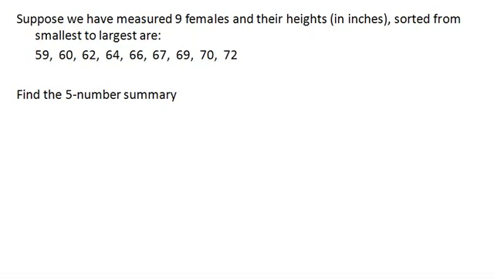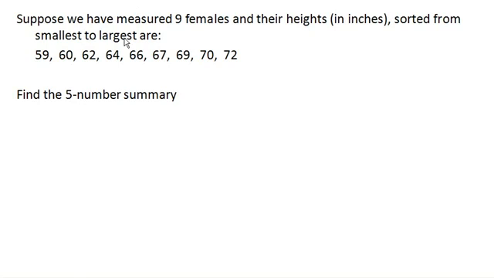So we have a set of females' heights, and it's been sorted from smallest to largest, and we want to find the 5-number summary. Now, the 5-number summary is based on the median, kind of like the standard deviation was based on the mean. So this is a measure of spread based on the median, and the idea is that we're going to take all of our data.